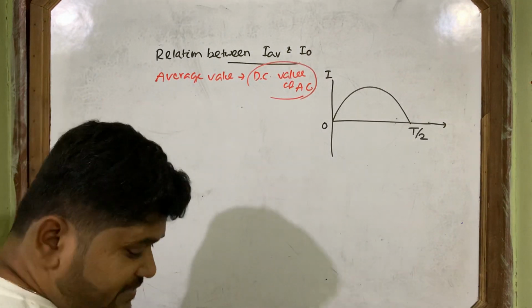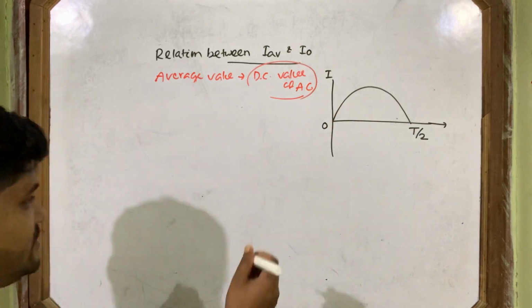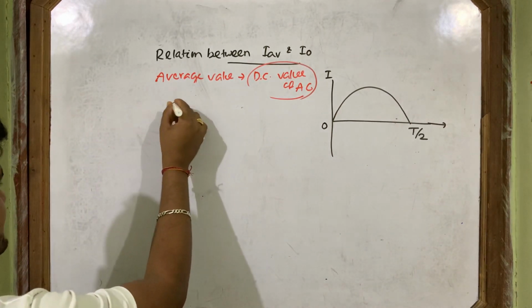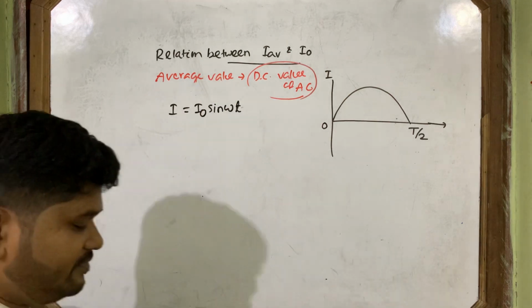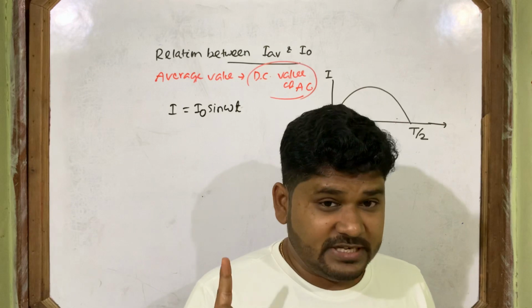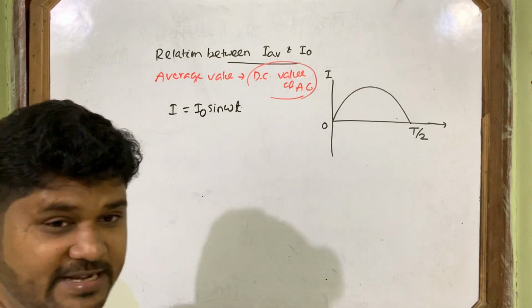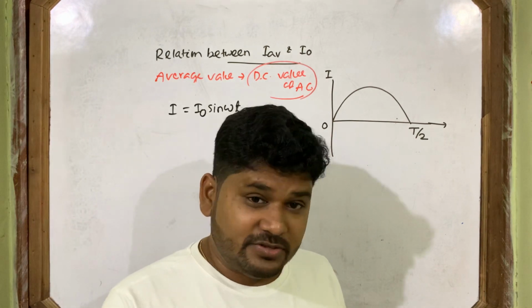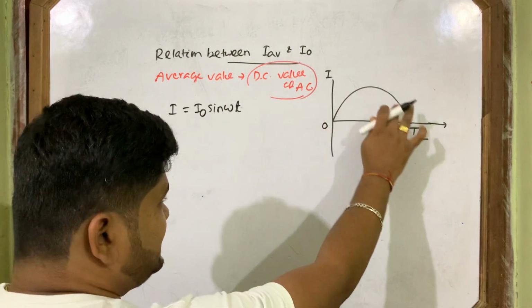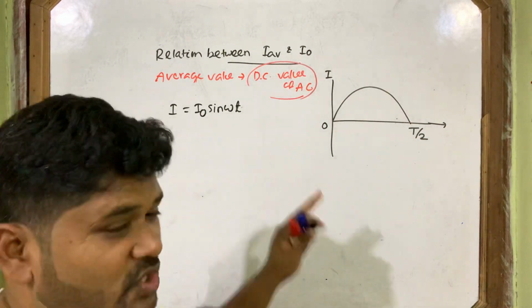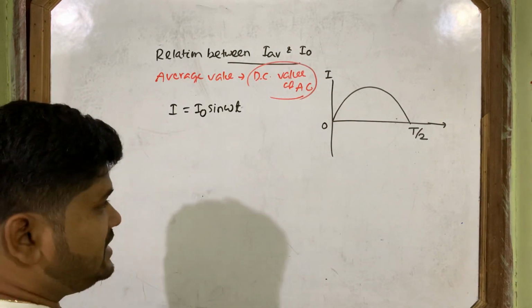Let's do the mathematics to find the average value of AC. So let the current be given by I equals I naught sine omega t. I have told you, we always take the sine function for simplicity, and no phi. I have taken the initial phase as 0, also for simplicity. You can take cos, no problem, but I have taken sine here.